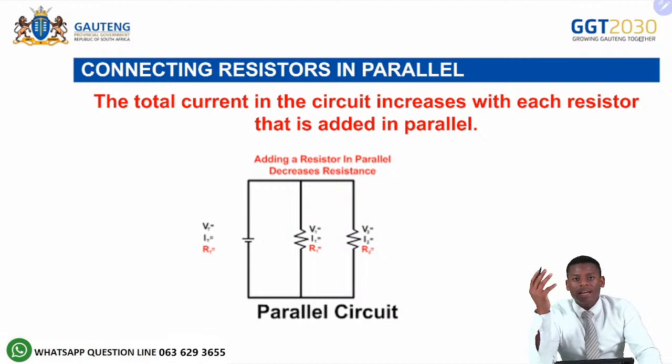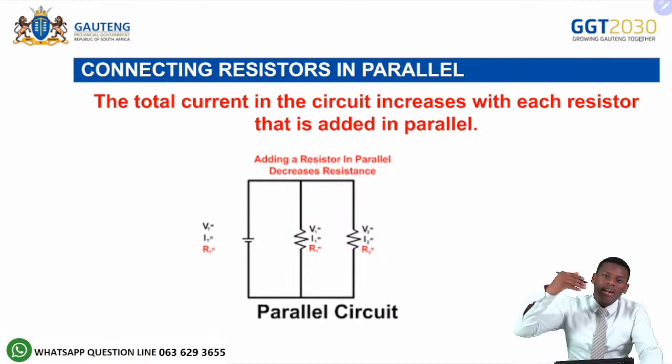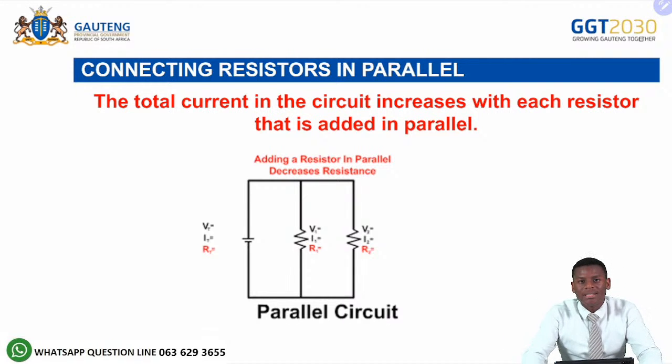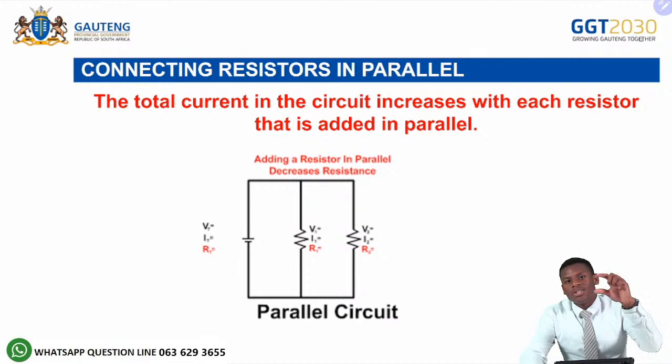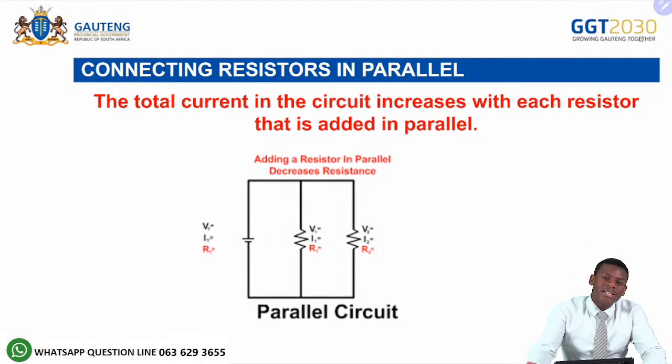Remember, we said a parallel circuit has what? More than one pathway. So if we add more resistors, it means there's what? There's low resistance and current increases. So the current in the circuit will increase with each resistor that is added in the parallel circuit. Let's look at our example. We've added the resistor in parallel, so our resistance will decrease.